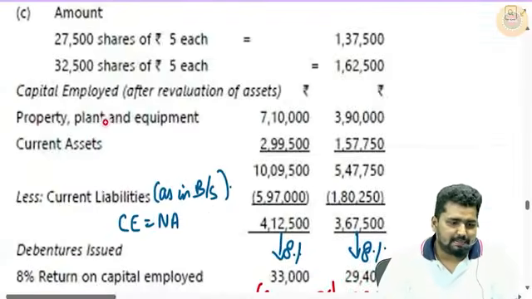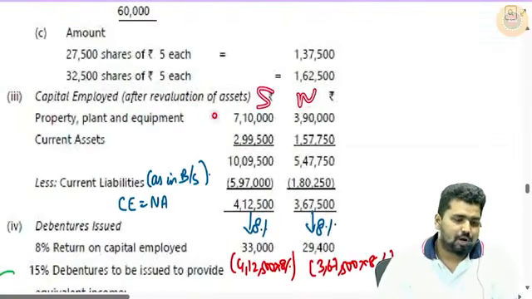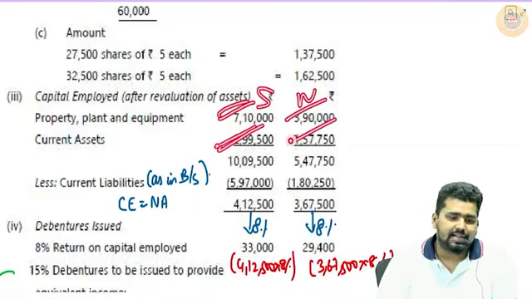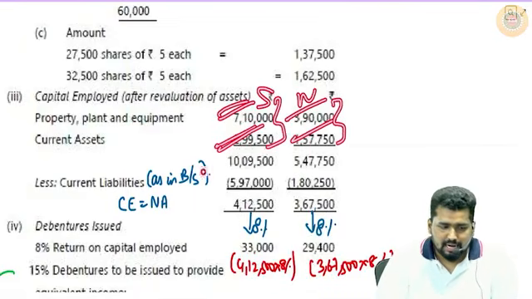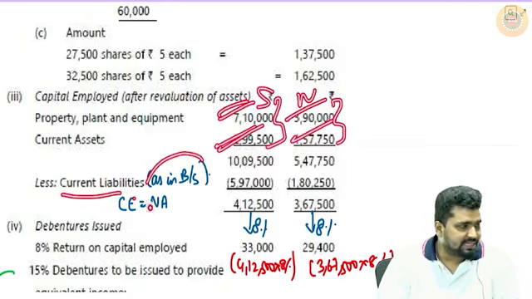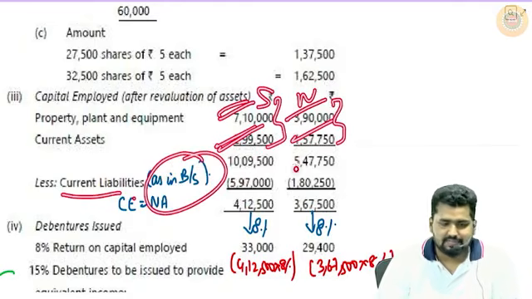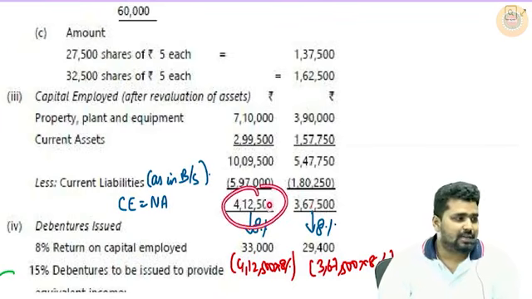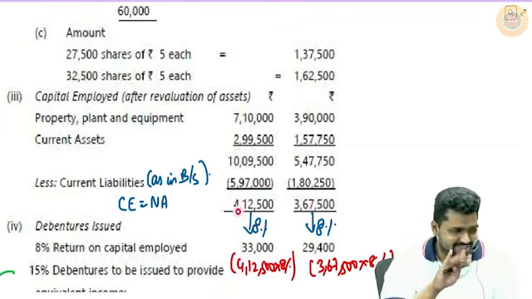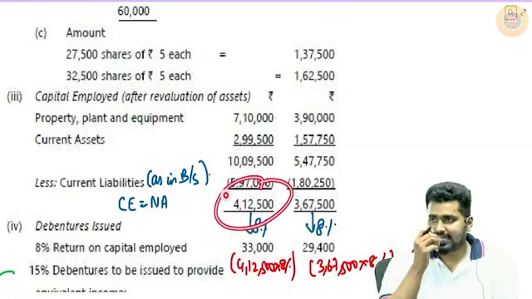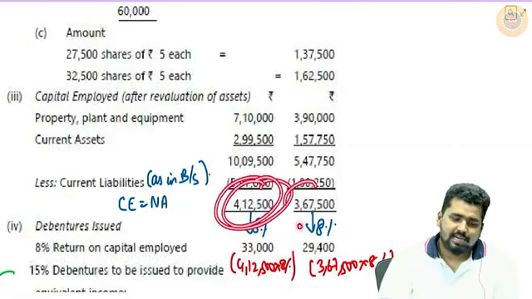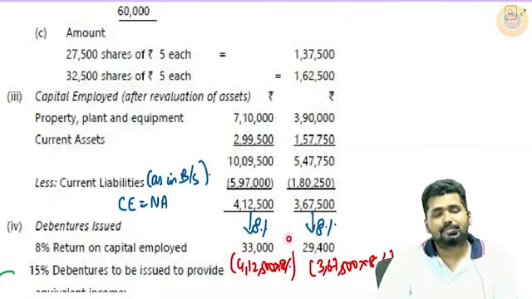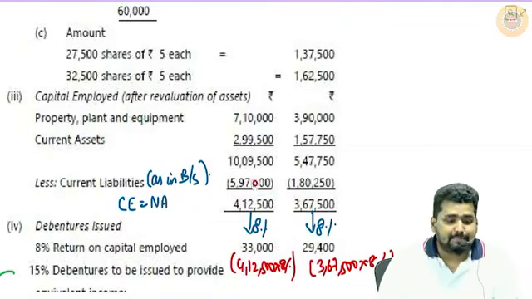So the capital employed of Sun and Neptune. Assets are taken at what value? Agreed value. So add both and subtract the outsiders' liability as given in the balance sheet. Clear? So 597 and 1,80,000 as per the balance sheet. Go back to the balance sheet and check. So how much is the capital employed? 412,500 and 367,500.